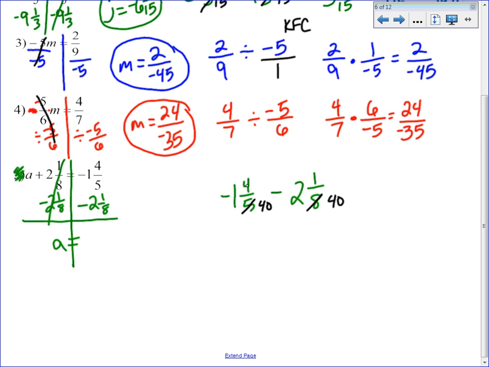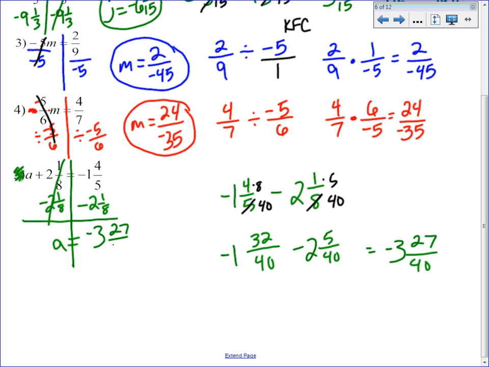5 times 8 is 40, so 4 times 8 will give us 32 over 40. 8 times 5 is 40, so 1 times 5 gives us 5/40. Negative 1 minus 2 is negative 3. 32 minus 5 is 27 over 40. So then we have negative 3 27/40.